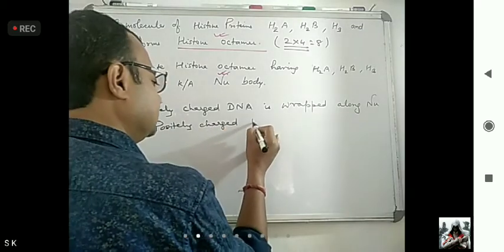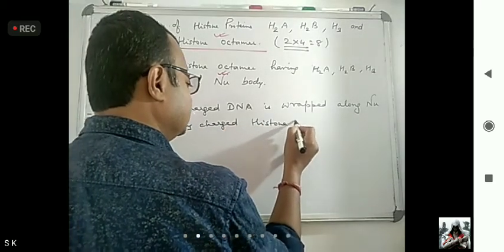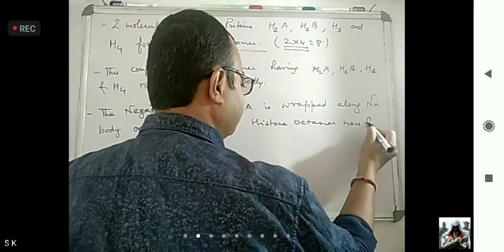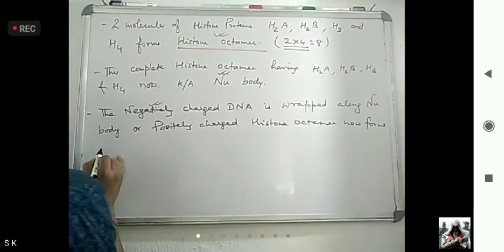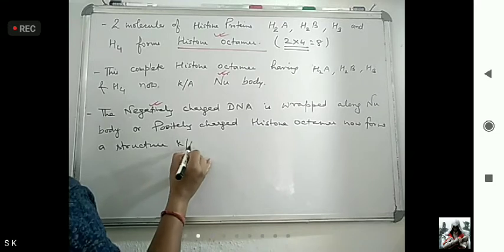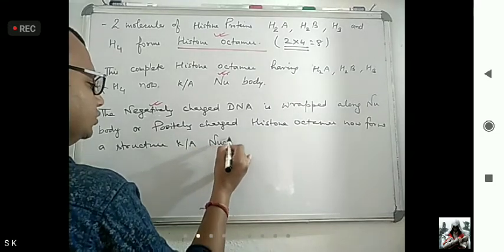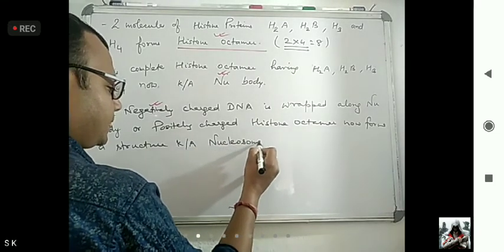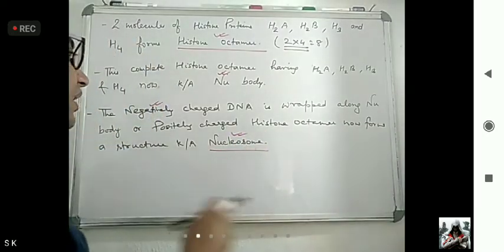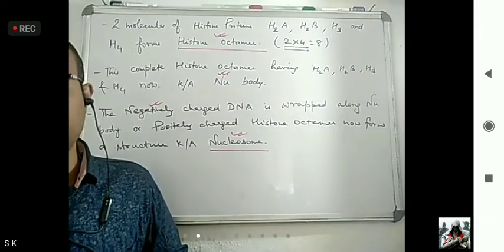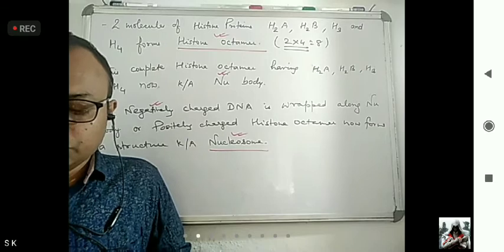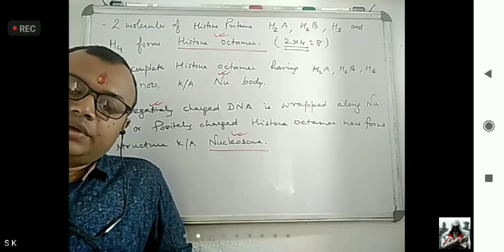So the negatively charged DNA is wrapped along the Nu body, or positively charged histone octamer, which now forms a structure known as nucleosome. Now understand what I told? This DNA wrapping along a Nu body or positively charged histone octamer, now it is called what? Nucleosome.